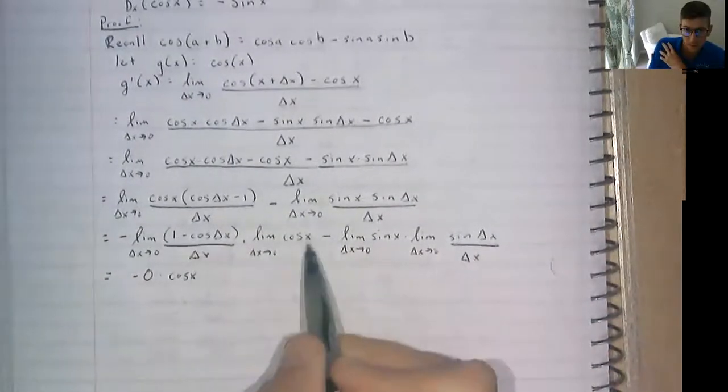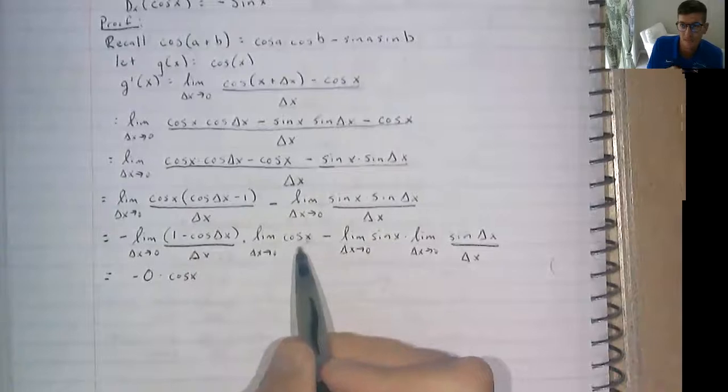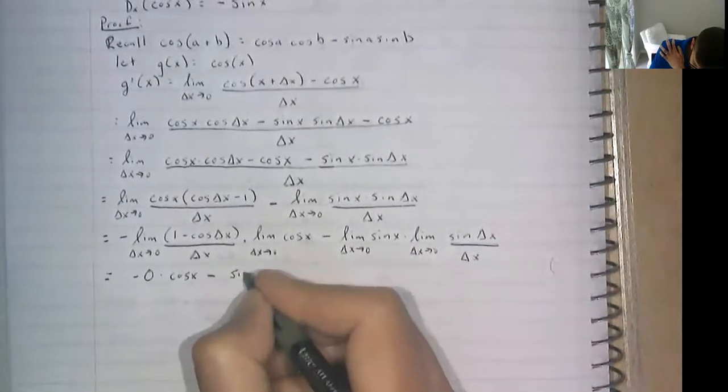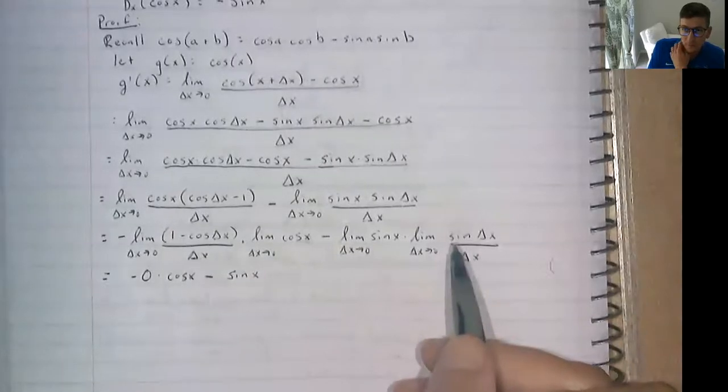This guy becomes 0. Negative 0 is still just 0. This guy becomes the cosine of x. There is no delta x in this statement, so it just becomes what it is. Minus, same thing here. The limit of sine of x as delta x approaches 0. There is no delta x in here, so it doesn't matter that it's going to 0. This just becomes sine of x. And this is an identity that we learned back in lesson 2.1.